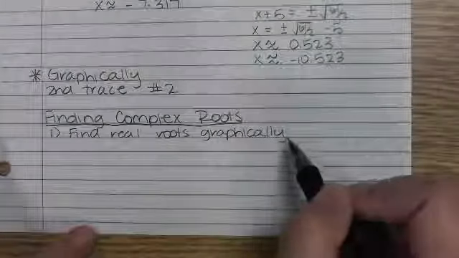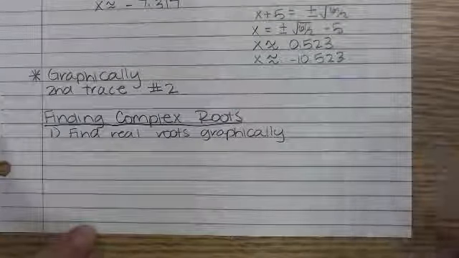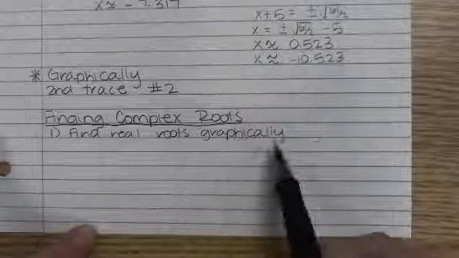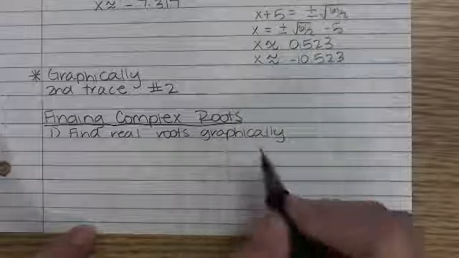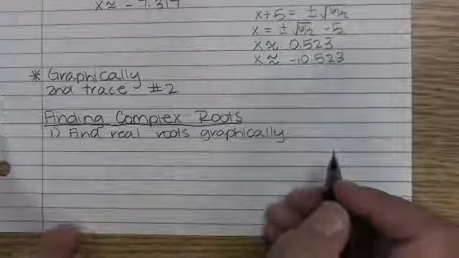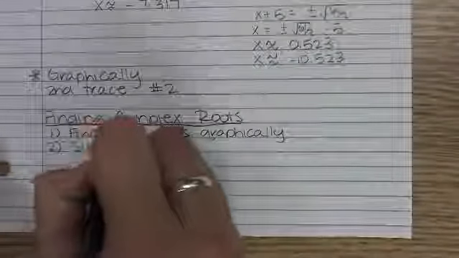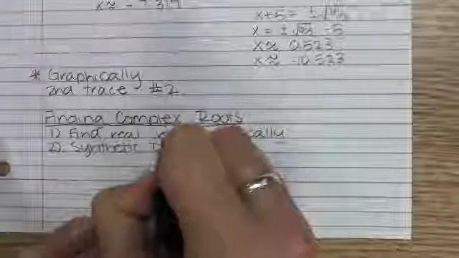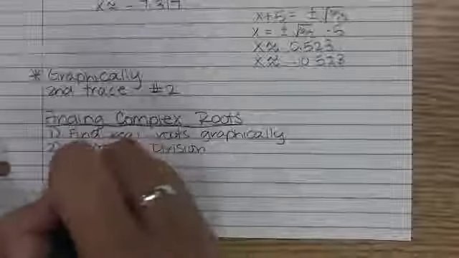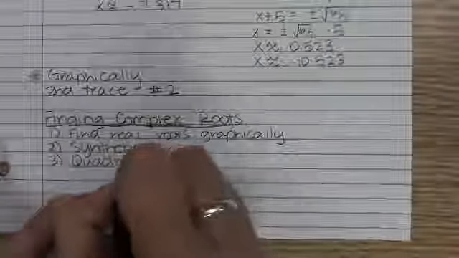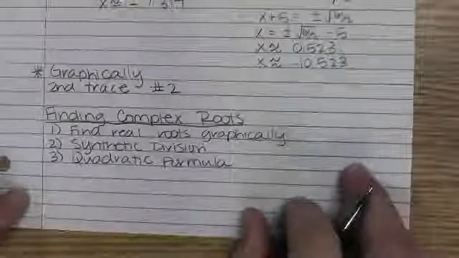The reason we're doing that is because typically this is going to be a function that's more than a quadratic. Usually it'd be a cubic or even higher. So you'd find the real roots graphically because you probably will not know how to factor it, and if it has complex roots it's probably not factorable anyway. After that we're going to use synthetic division, and once you're done with synthetic division, you will probably have to use a quadratic formula. So that's the breakdown, if you remember how to do these.